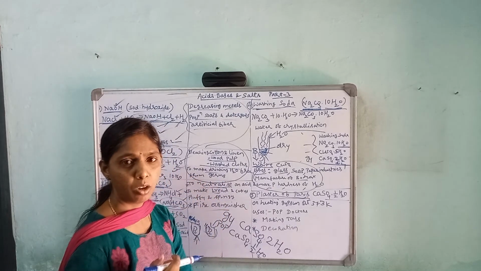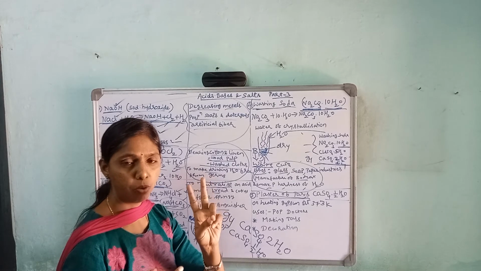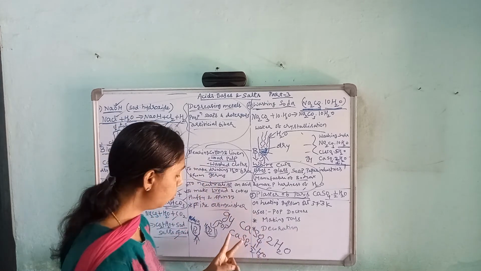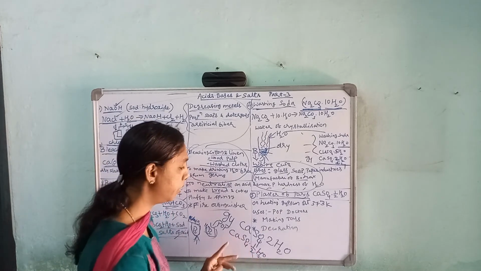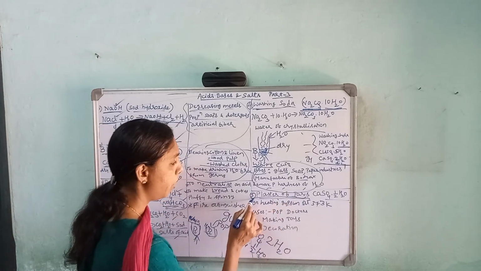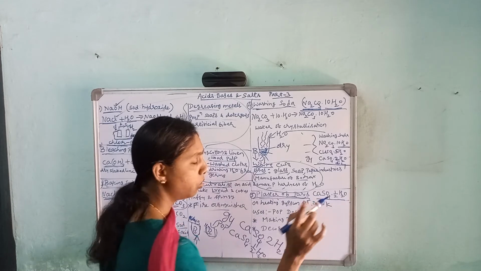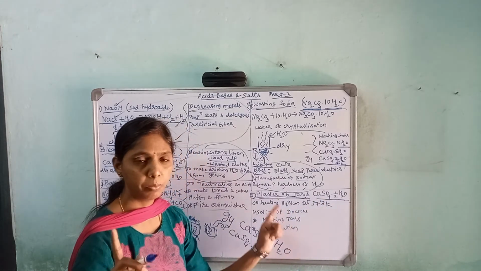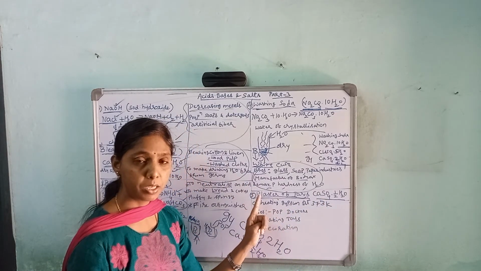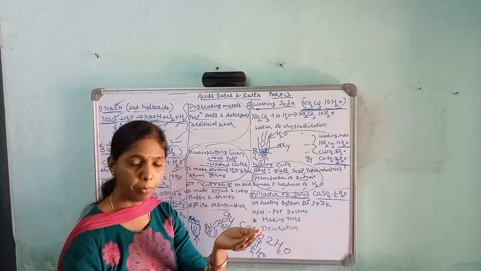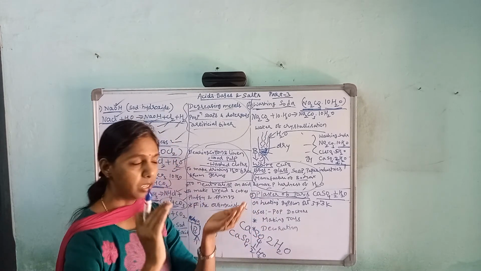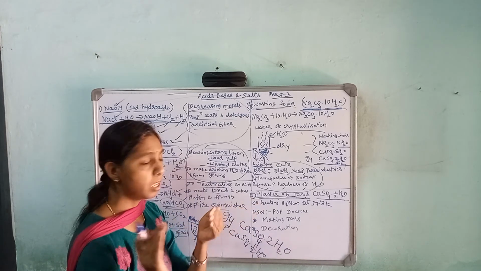So how does 1 molecule of water go with 2 calcium sulfate formulas? The 2 formulas of calcium sulfate contain 1 molecule of water, like that it is. So you have to remember the plaster of Paris formula. Don't get confused between the formula of gypsum and plaster of Paris, because plaster of Paris will be prepared from gypsum.